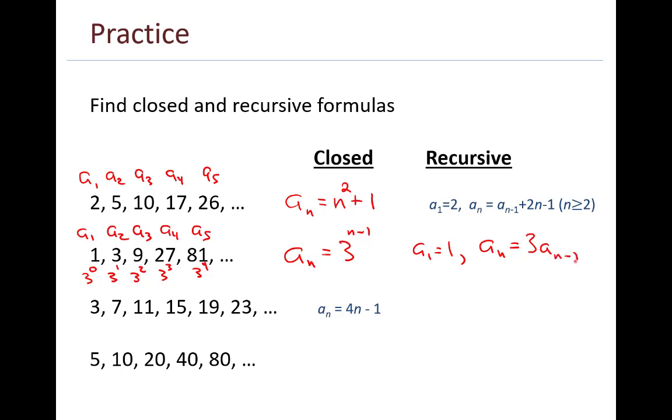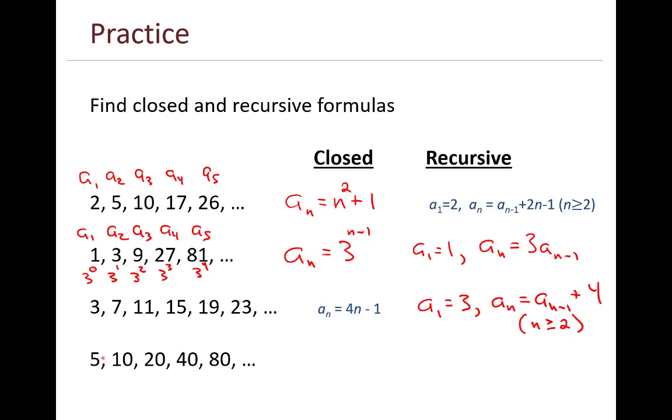All right, for my next sequence, all I'm asking for is the recursive formula. What do I do? From 3 to 7, 7 to 11, it looks like I'm just adding 4 each time. So I start with a sub 1 equals 3, and then a sub n equals the previous term, a sub n minus 1, plus 4. And if we want to, we can say n greater than or equal to 2 for that.